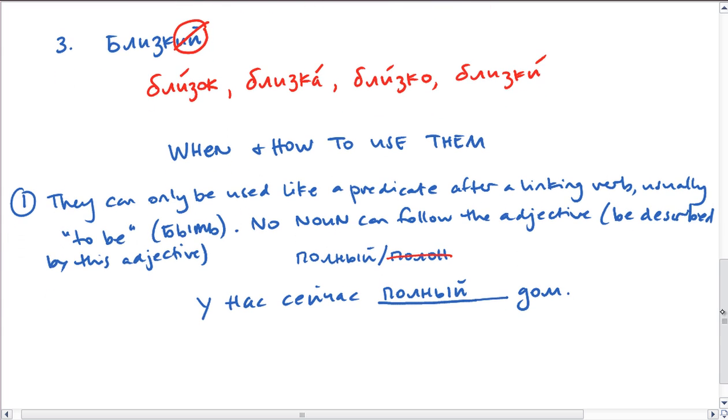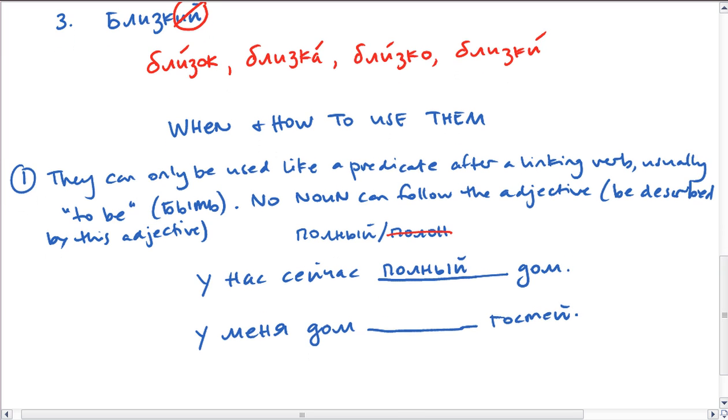But if you were choosing between these two, and your sentence was "у меня дом," since we're describing the house, this noun is coming before the adjective we're describing. So I have a house full of people. Then you can use the short form. У меня дом полон гостей. So full of guests, right? Because we're not describing the guests, we're describing the house, and that noun comes before.